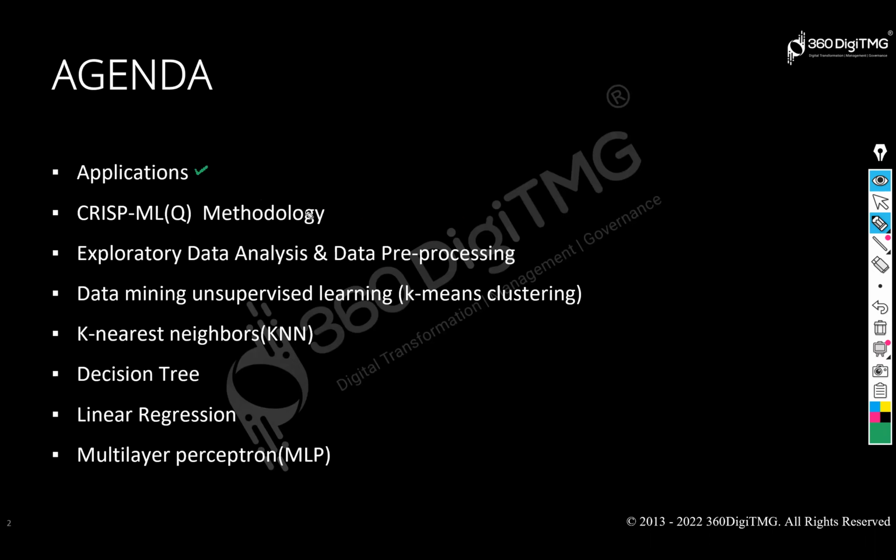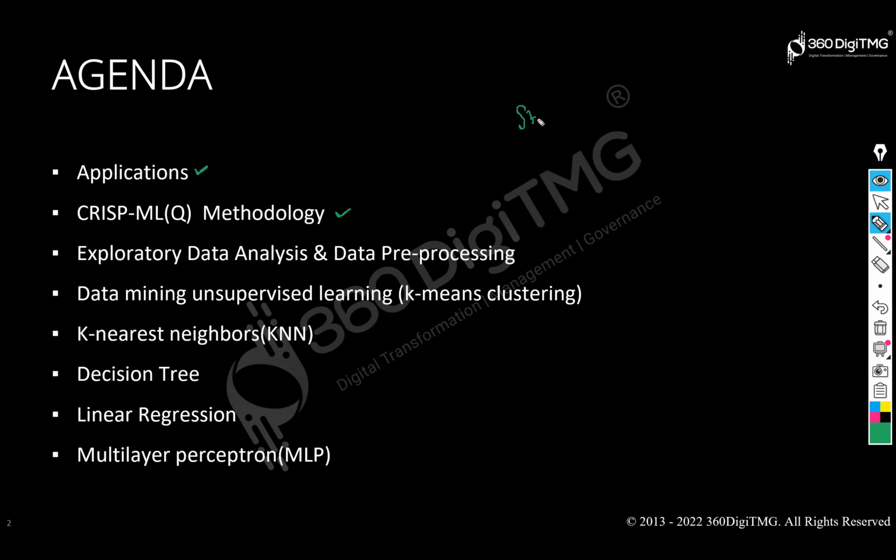CRISP MLQ methodology. What is CRISP MLQ methodology? We will be following this entire subject with the CRISP MLQ methodology. First question is, what is CRISP MLQ methodology? Before entering into CRISP MLQ, I want to say about the stages of analytics. What does that mean?